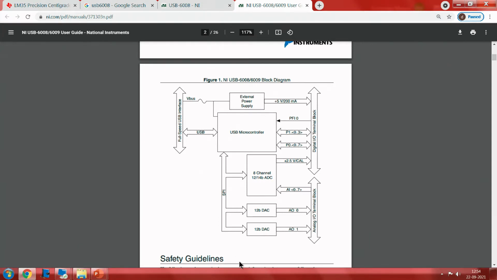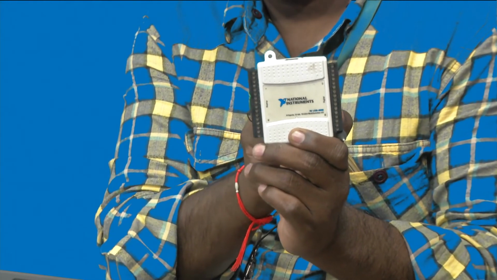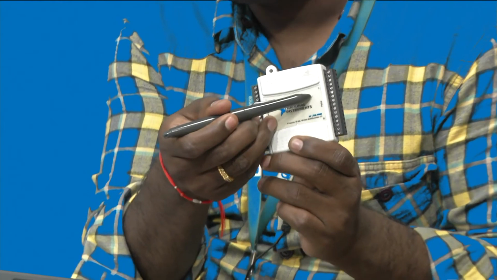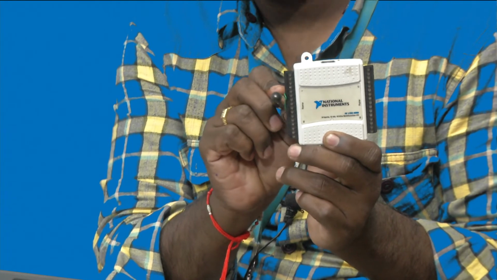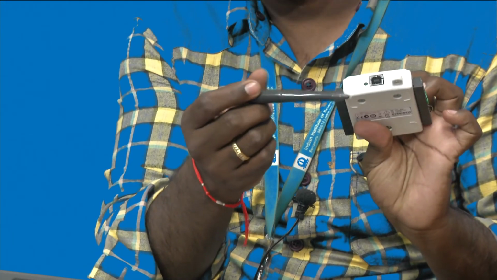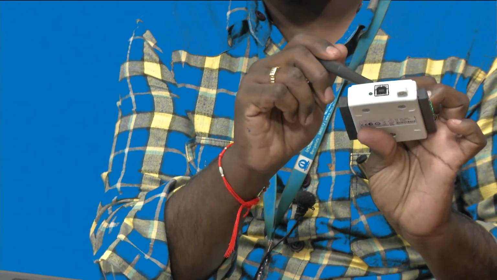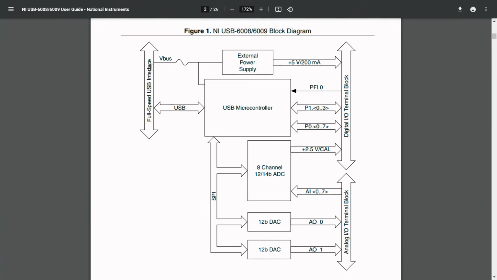On the sides, if you observe, we have one rail on the right side and one rail on the left side. On the left, here it is written digital, so this is a digital terminal, whereas this rail is an analog terminal, right? And we have a USB interface here where we can connect the USB DAQ device to the PC using a USB cable. As we have seen, it uses a full speed USB interface to transfer the data from the microcontroller, which is already available inside, to the PC.